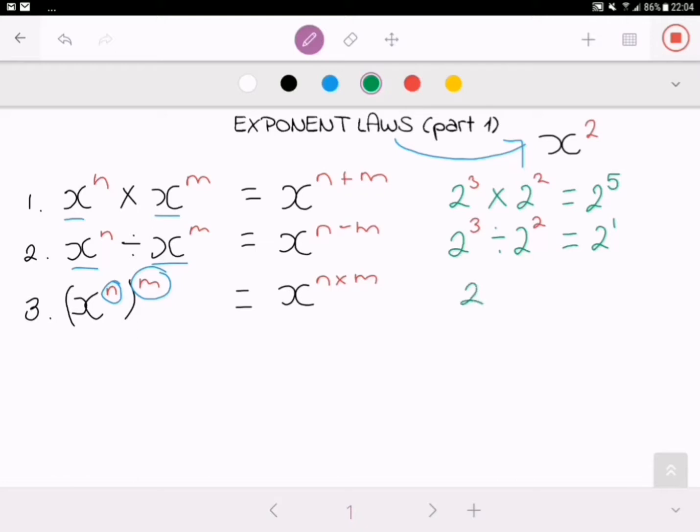Let's look at an example. If we had 2 to the power of 3 and outside of the bracket to the power of 2, we can multiply the 3 and the 2 and it becomes 2 to the power of 6.